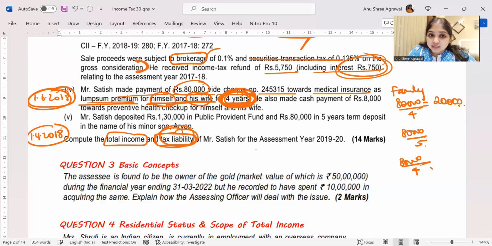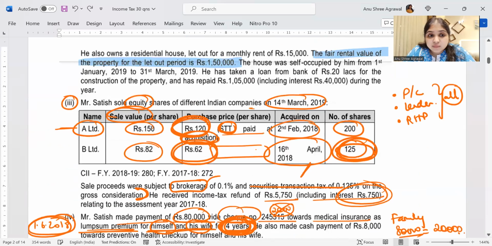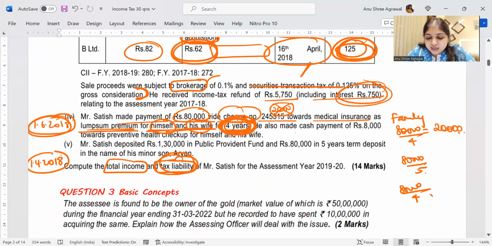Okay. And listen. This premium was paid by check. Is check okay for us? Yes, it can be in any non-cash mode. Does ATD talk about the 2000 number? ATD doesn't talk about the 2000 number. Irrespective of the amount, you're supposed to pay by non-cash mode. He also made cash payment of 8,000 towards preventive health checkup for himself and his wife. What about this?